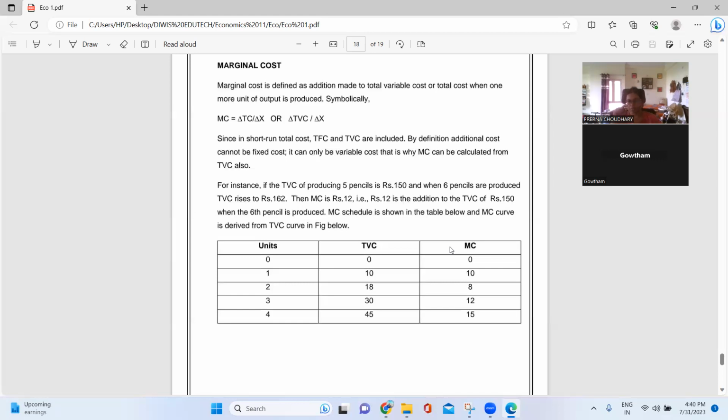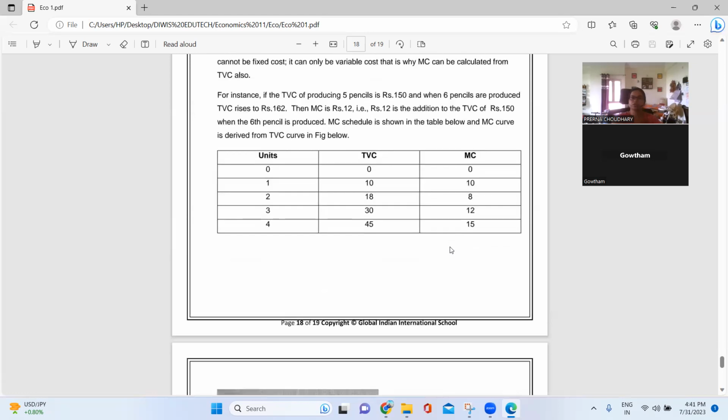For instance, if TVC of producing 5 pencils is rupees 150, and when 6 pencils are produced, TVC rises to 162, then the MC will be 12. Why 12? It would be 162 minus 150, which gives 12, upon 6 minus 5, that is 1. So it will be 12 upon 1, which is equal to 12. Then MC is 12, that is the addition to the TVC of 150 when the sixth pencil is produced. The MC schedule is shown in the table below and the MC curve is derived from the TVC curve in the figure below.